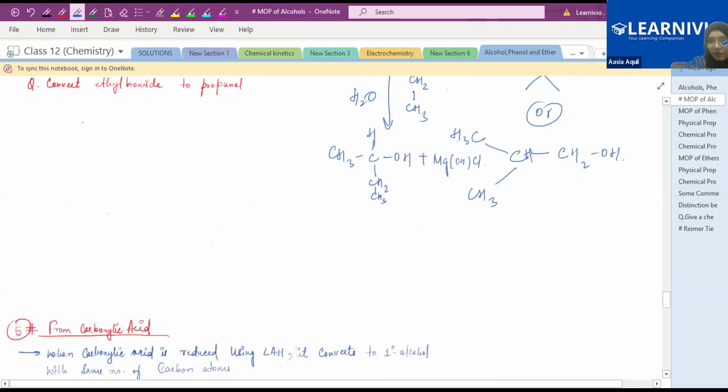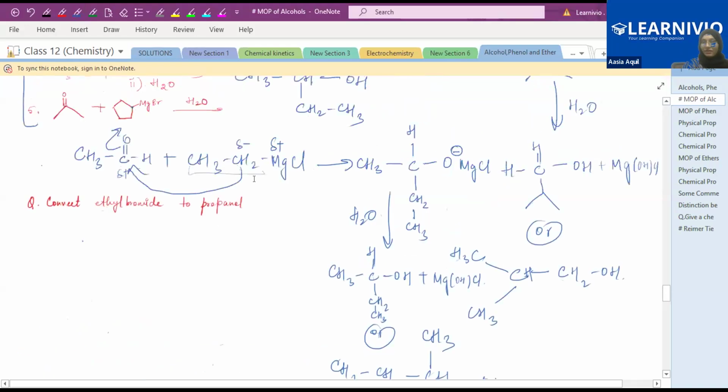Now you can rearrange this structure. This is your acyclic structure. CH3, CH2, and this is your CH, and on CH there is a CH3 group, and here OH. So you can see this is your secondary alcohol. OH is attached to this carbon, and this carbon is further attached to two groups, a methyl group and here CH2. So that is your secondary alcohol. That's what I want to show you.